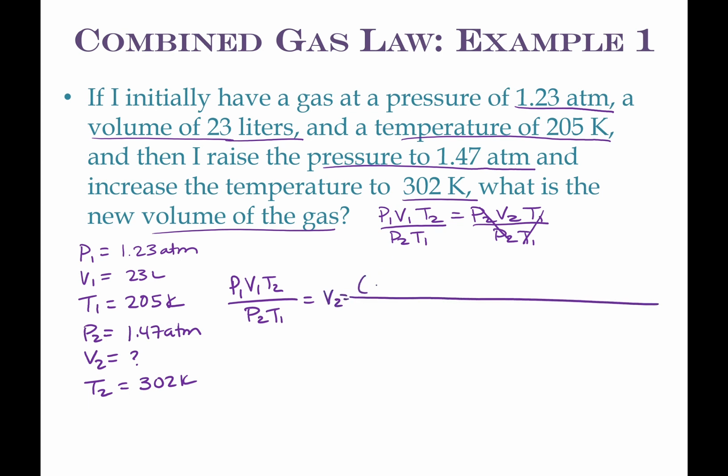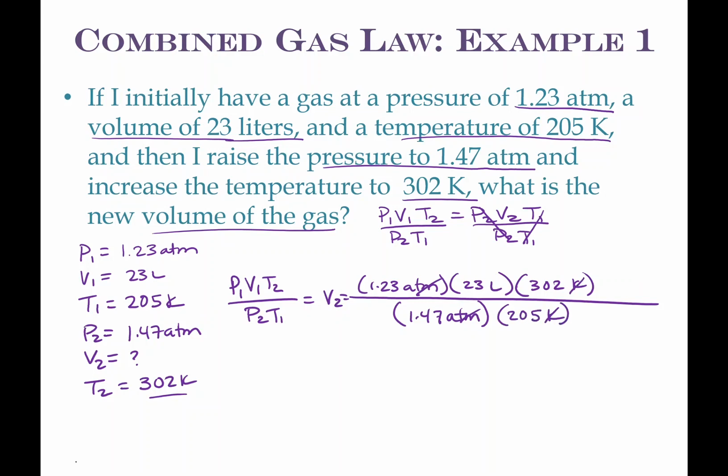So P1 is 1.23 atmospheres. V1 is 23 liters. And T2 is 302 Kelvin. So make sure you don't invert your temperatures. You're using T2 here on the top. And on the bottom, we have P2, 1.47 atmospheres. Atmospheres are going to cancel. And T1, which is 205 Kelvin.